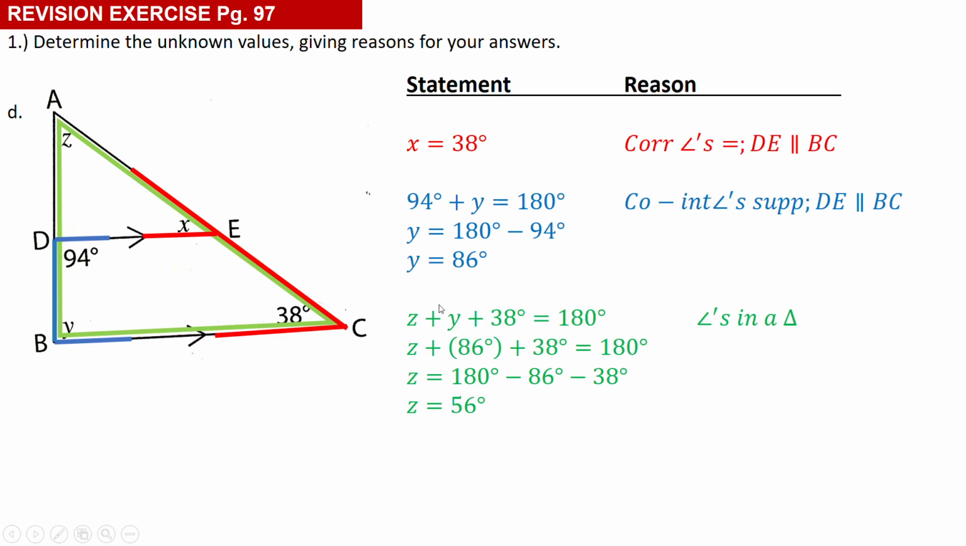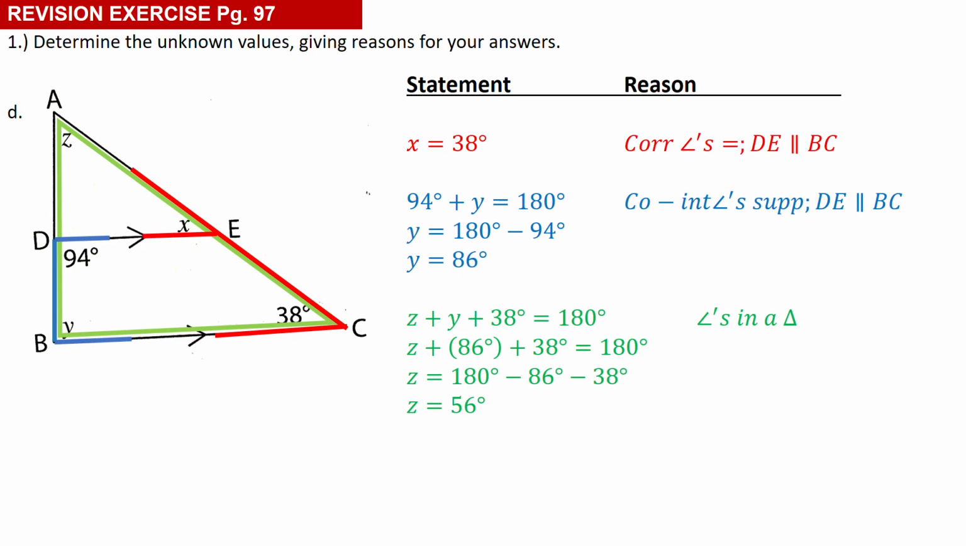And then the last one, which I worked out, was Z. Okay, so Z is there in that angle there. And if you can see this green triangle, that's the triangle that I used to work out Z. So I said, well, in that triangle, I know that the angles add up to 180. So Z plus whatever I got for Y plus 38, that adds up to 180. Reason, angles in a triangle. Z, I don't know, but I do know Y, so I calculated Y to be 86, so I substitute that in, and then I can solve for Z, which is 56 degrees.